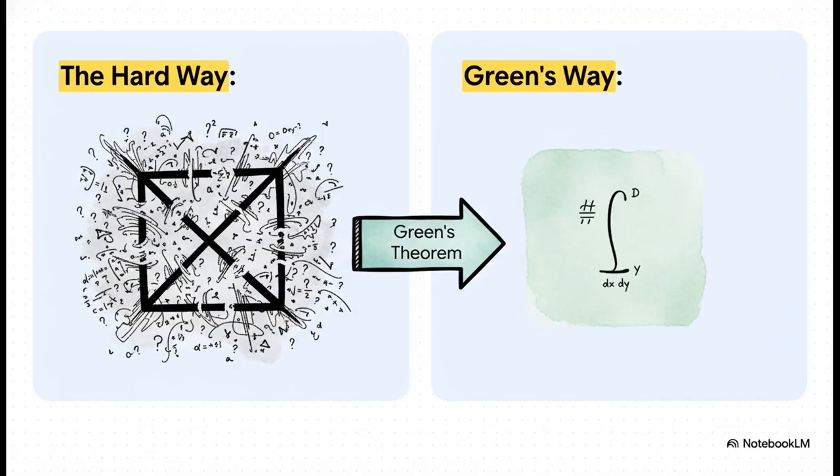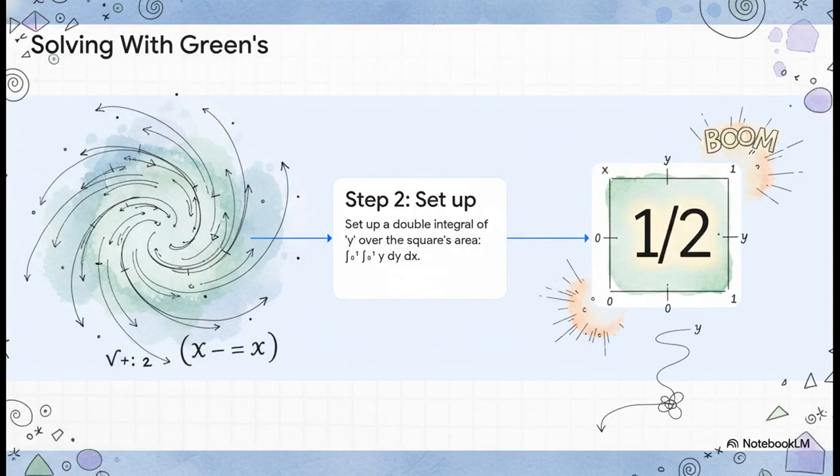Or you can use Green's theorem and turn all that work into one single, much easier double integral. Let's just walk through it. First, we grab our P and Q. P is y squared, Q is 3xy.